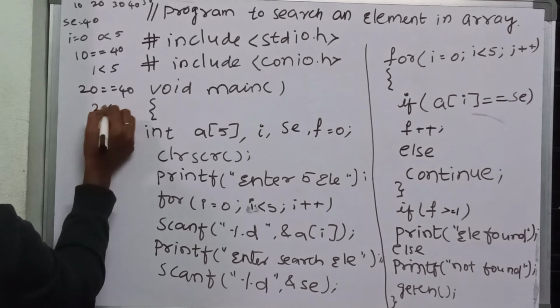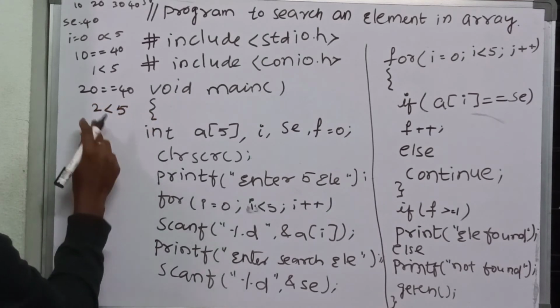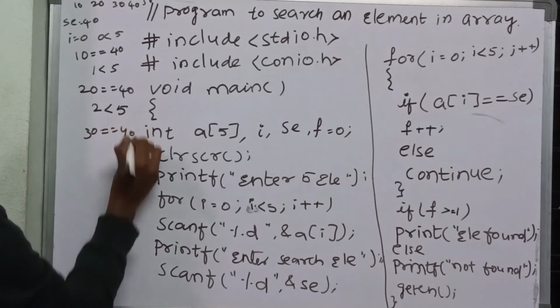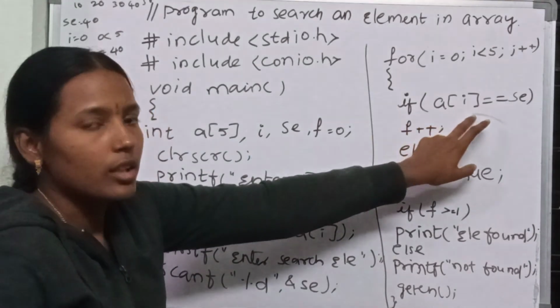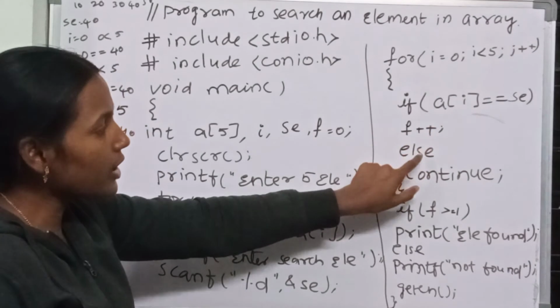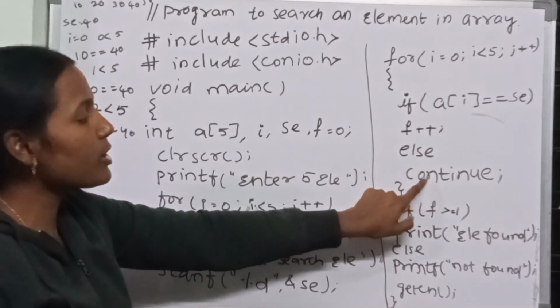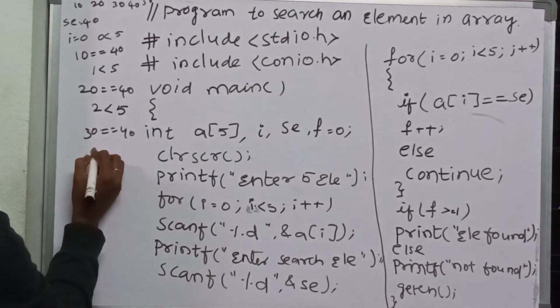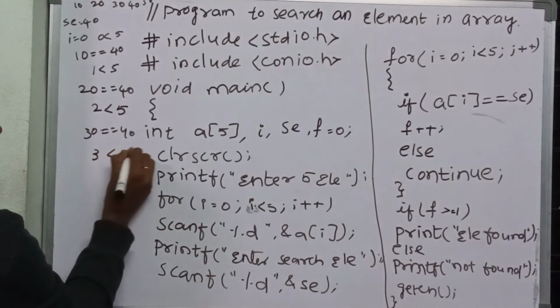Next I becomes 2. 2 less than 5. A of 2 element is compared with the 40. Does it match with the 40? No. So f++ will not execute. Control comes to the else part. In the else part we are saying continue. That means continue the loop. Next I becomes what? 3. Is 3 less than 5?